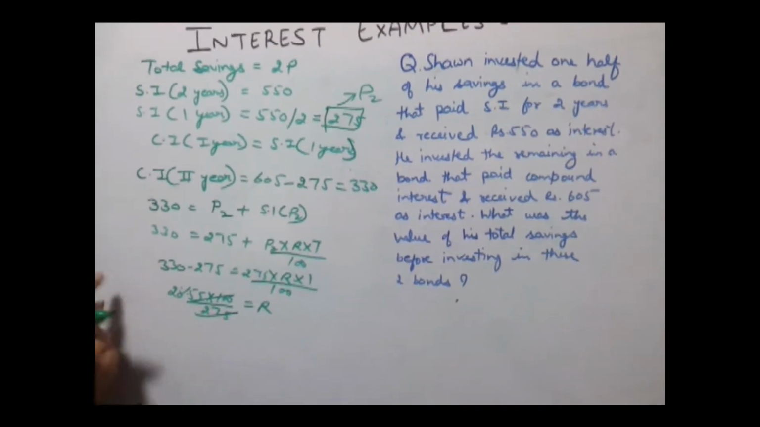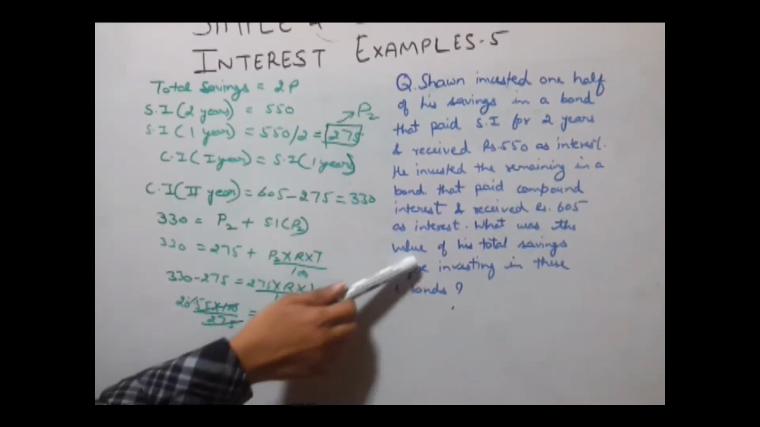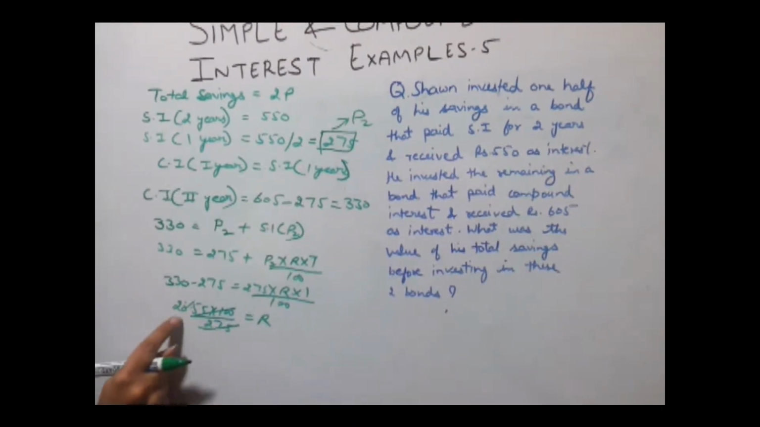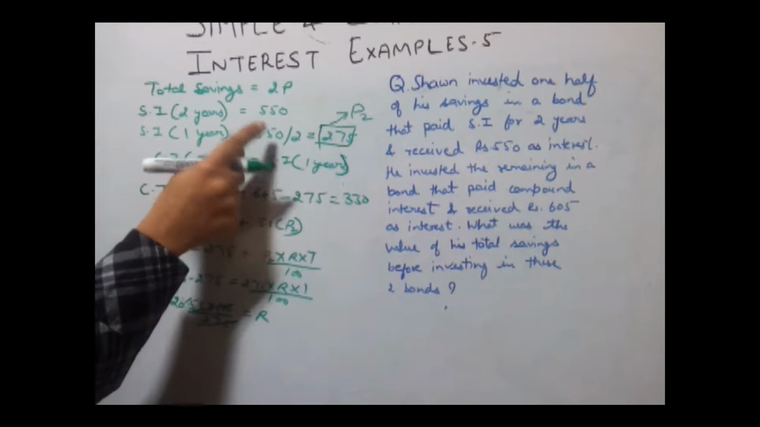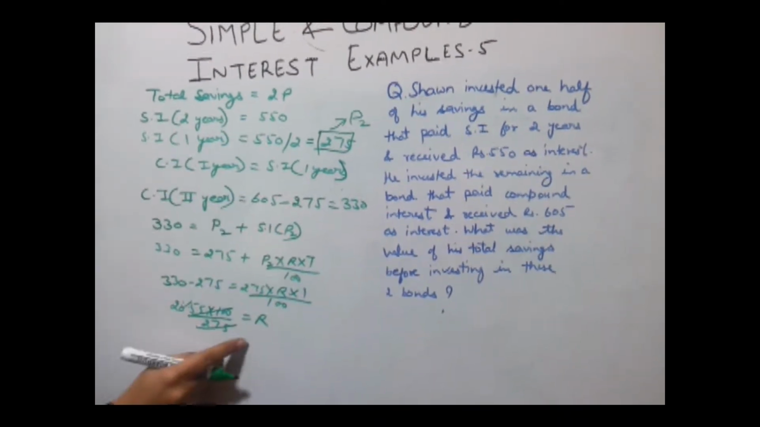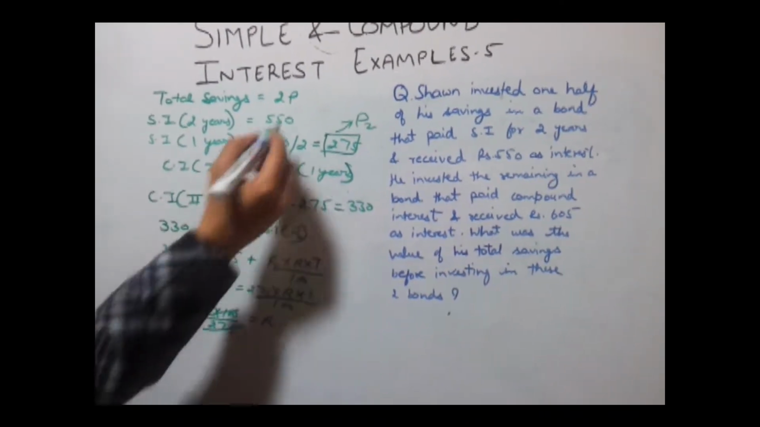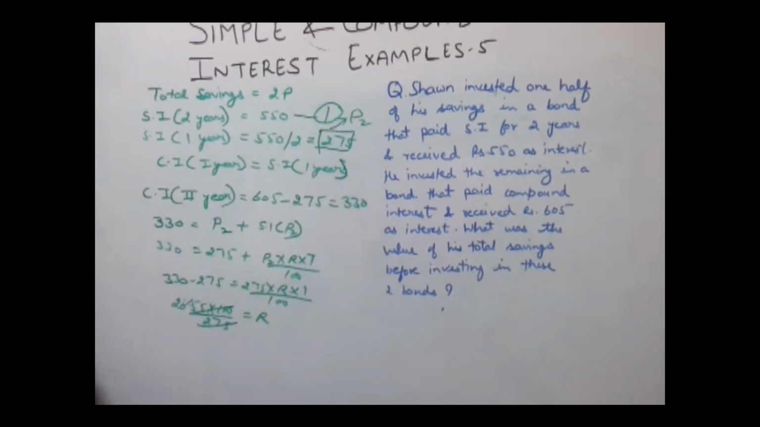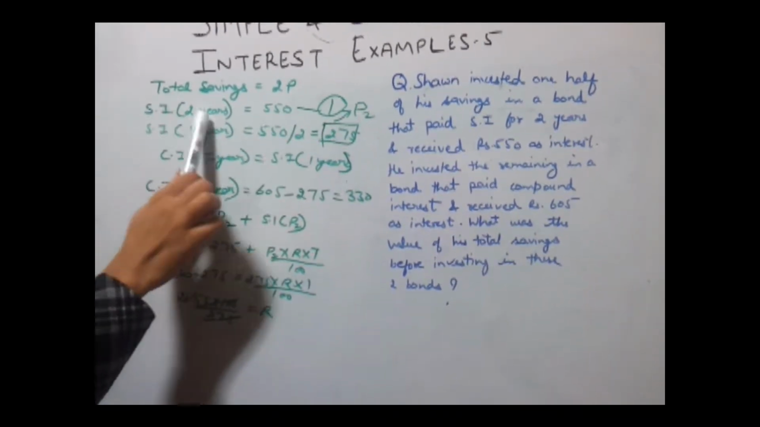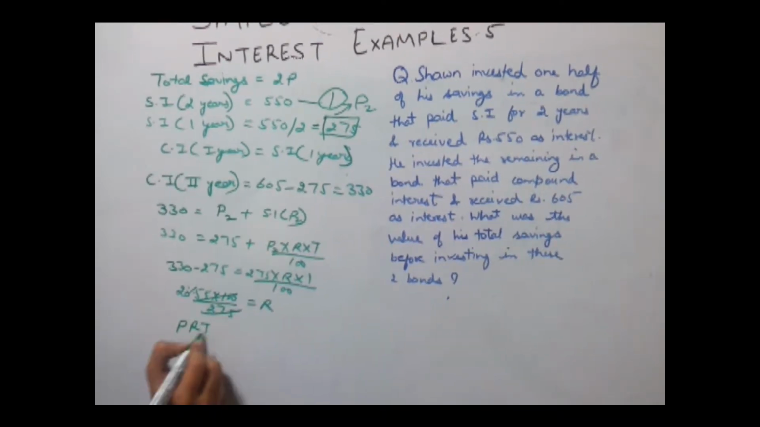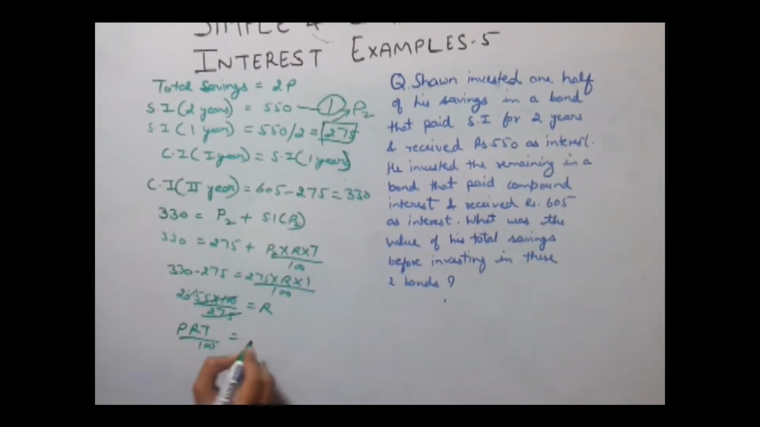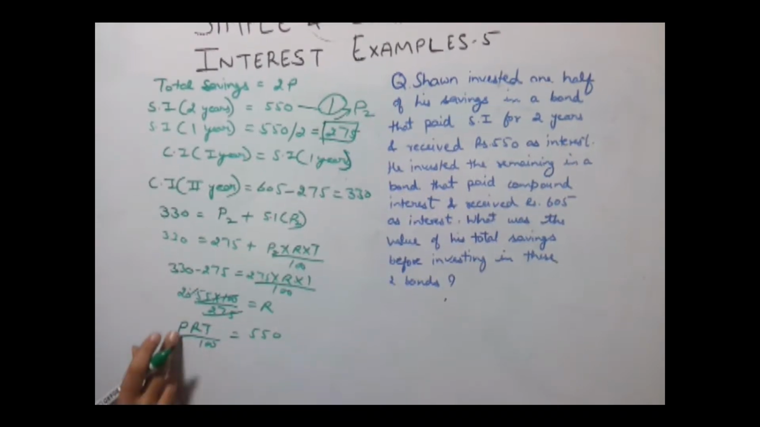Now we have the value of R and we need to calculate our total savings. So putting this value in any of the equations, that is simple interest for the 1 year or simple interest for the 2 years, we can find out the total amount. Let's say we take this equation which we say 1. Simple interest for 2 years is 550. Using the formula which is PRT upon 100 is equal to 550.